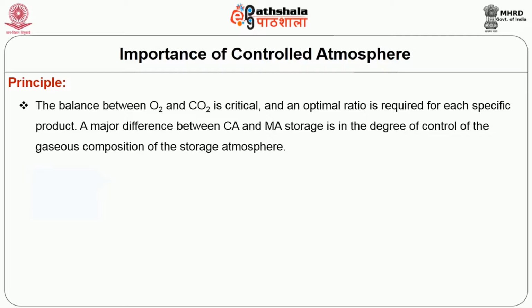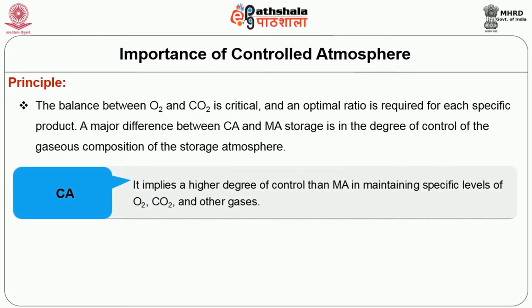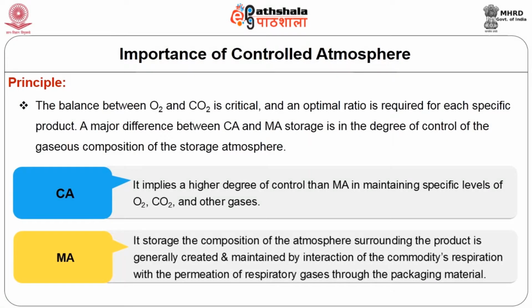A major difference between CA and MA storage is in the degree of control of the gaseous composition of the storage atmosphere. The CA implies a higher degree of control than MA in maintaining specific levels of oxygen, carbon dioxide and other gases. Also in MA storage, the composition of the atmosphere surrounding the product is generally created and maintained by the interaction of the commodity's respiration with the permeation of respiratory gases through the packaging material.